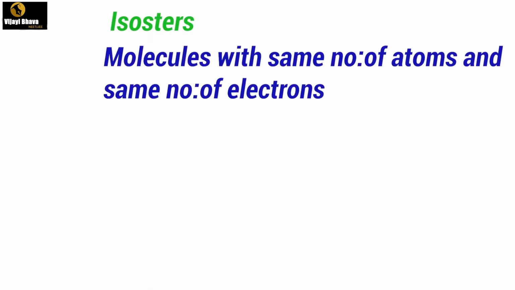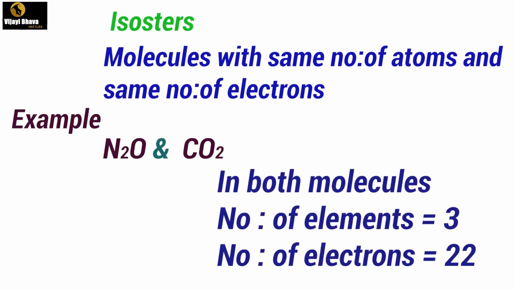Next, isosters. Molecules with the same number of atoms and the same number of electrons are called isosters. The example we took here is nitrous oxide N2O and carbon dioxide CO2. If we observe, N2O and CO2 have 3 atoms each and they have 22 electrons each. Since they have the same number of atoms and the same number of electrons in them, these are called isosters.